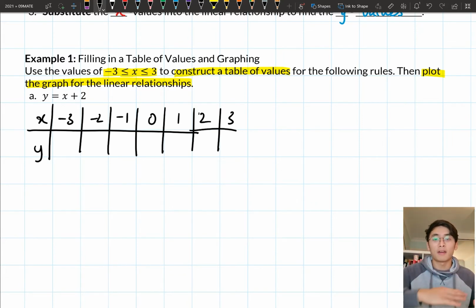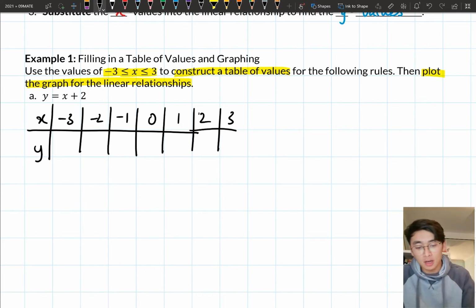So I've put in my table of values. I have my two rows, x and y. And then I've put in the values that I want to substitute. So I'm going from -3 all the way up to 3. Okay, so I've done that. And what I'm going to do now is substitute each one of these values into my rule. So if you remember from algebra earlier this year, when we substitute, we are replacing the letter. So here in this case, that would be x with the number that I'm given. So here I'm going to replace x with each one of these numbers individually.